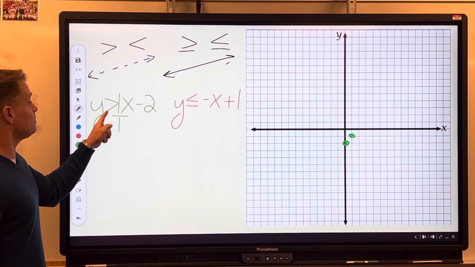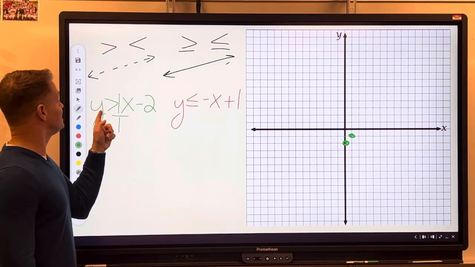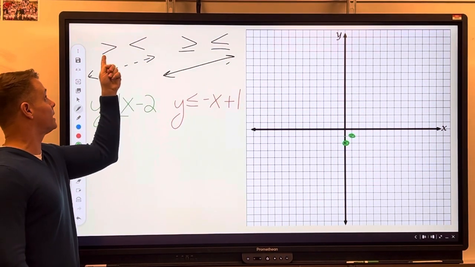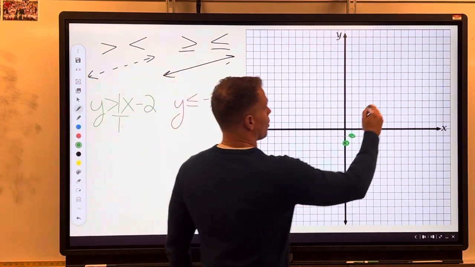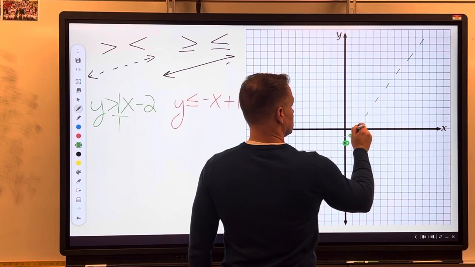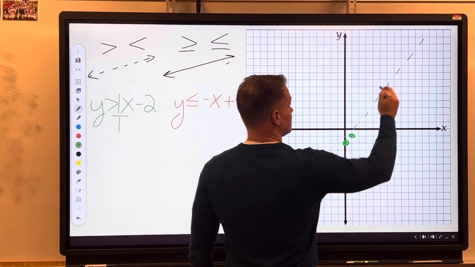Now this inequality symbol right here says that it's going to be a dashed or a dotted line. When you have these two symbols, they're dashed. So I am going to draw a dotted line through them.